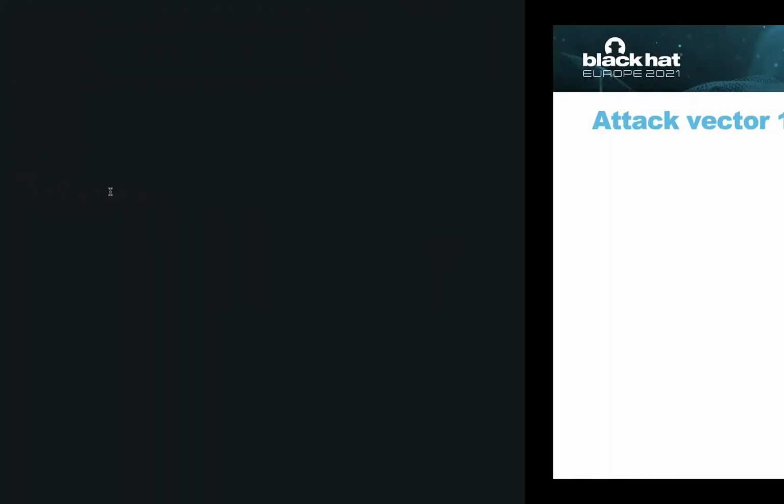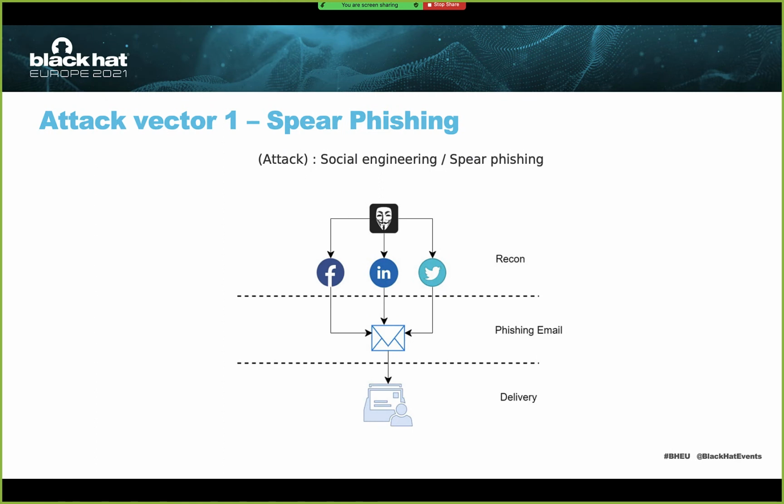Yeah, we could start with the attack now. Perfect. So from here the fun part starts. What we have here is one of the most dangerous attack vectors and one of the most successful attack vectors out there, which is a spear phishing attack. We all know how the spear phishing attack works.